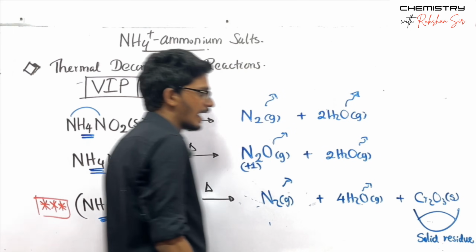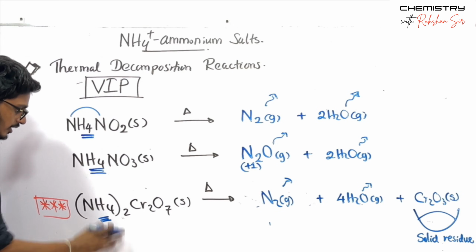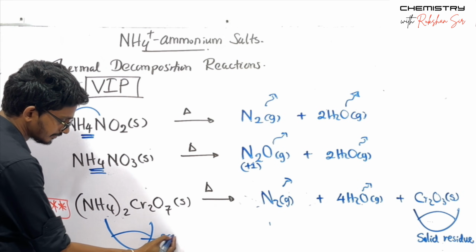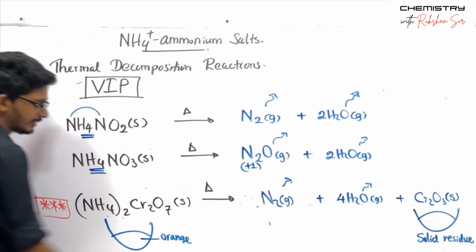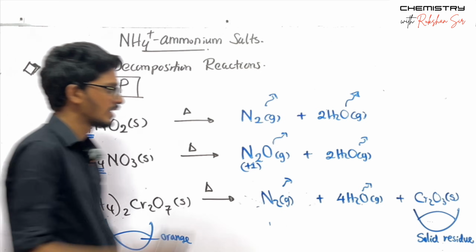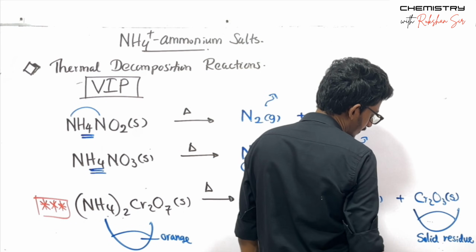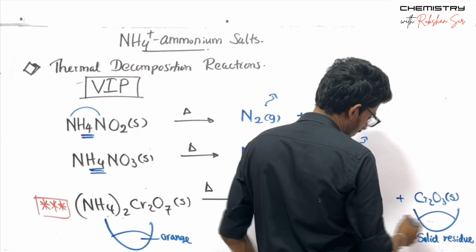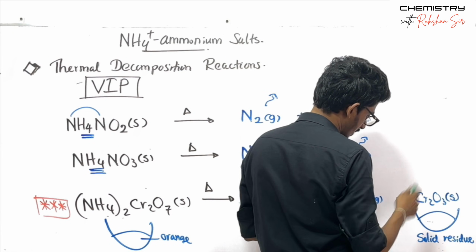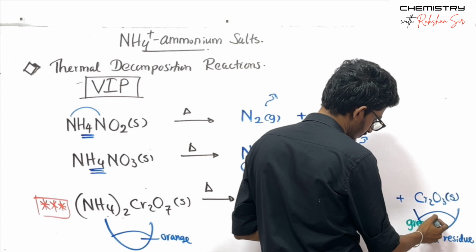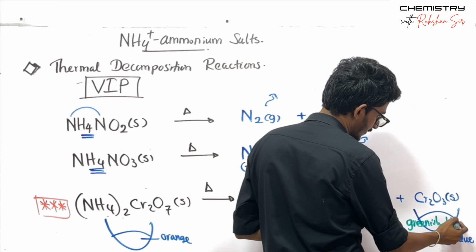By ammonium salt decomposition, this is an orange color solid. Just color that thing, and you will come up with a dark green, greenish black residue here. Almost black.